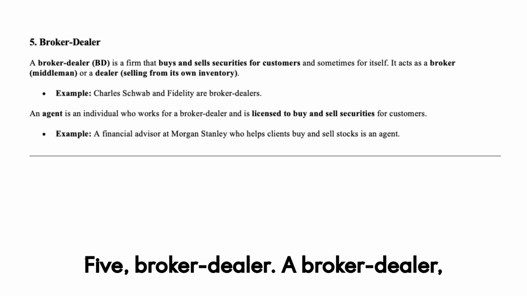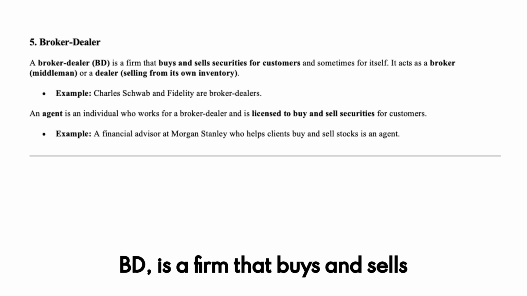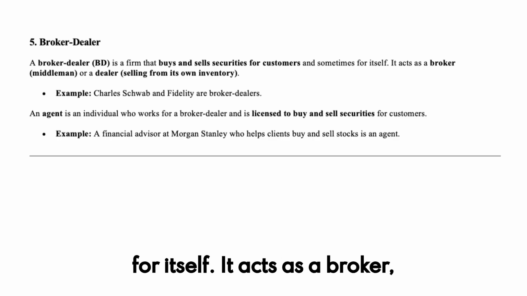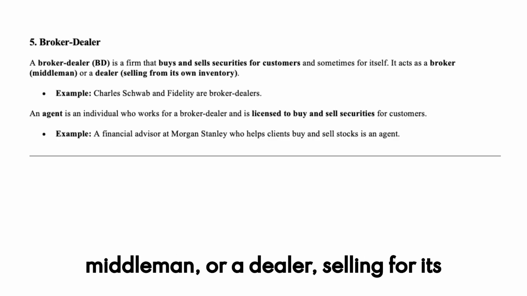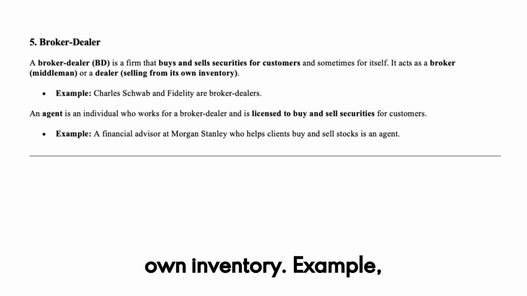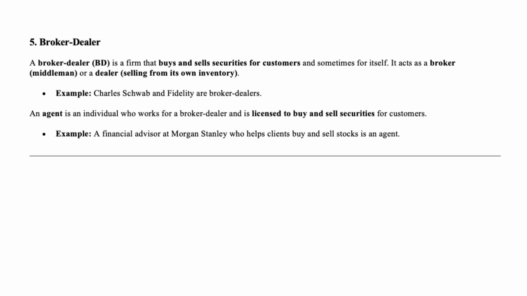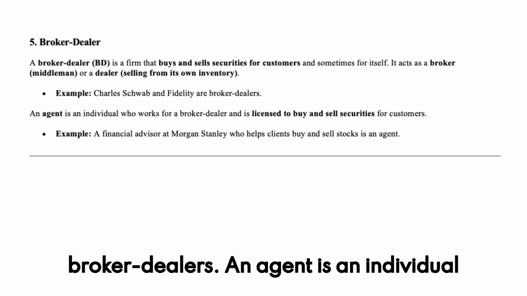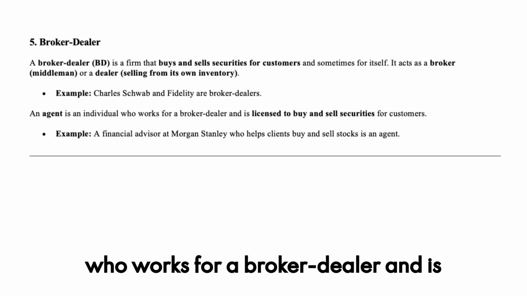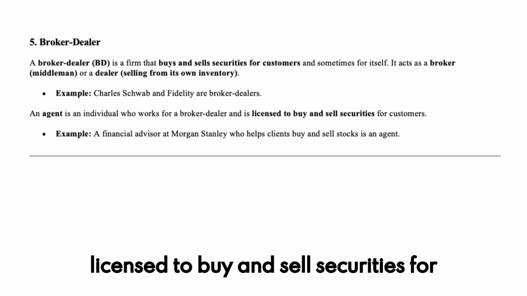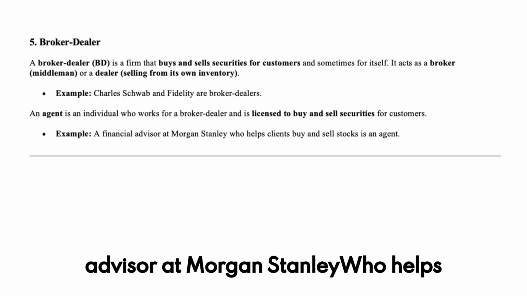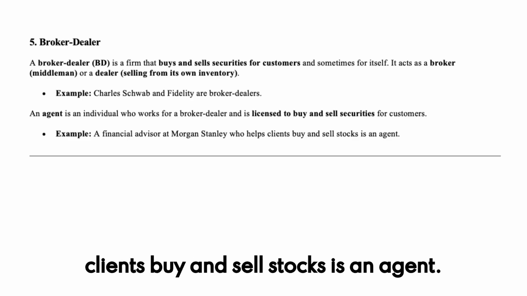5. Broker-dealer. A broker-dealer, BD, is a firm that buys and sells securities for customers and sometimes for itself. It acts as a broker, a middleman, or a dealer, selling from its own inventory. Example, Charles Schwab and Fidelity are broker-dealers. An agent is an individual who works for a broker-dealer and is licensed to buy and sell securities for customers. Example, a financial advisor at Morgan Stanley who helps clients buy and sell stocks is an agent.